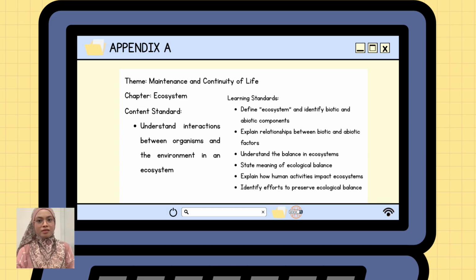Moving on to appendices. Appendix A, which is content and learning standards, shows the learning standards under the ecosystem chapter in Form 2 Science. Students are expected to understand both biotic and abiotic components in an ecosystem and how they interact. They also learn how human activities can disrupt ecological balance and how we can take action to maintain it. These standards help guide teachers and ensure students gain both scientific knowledge and environmental awareness.